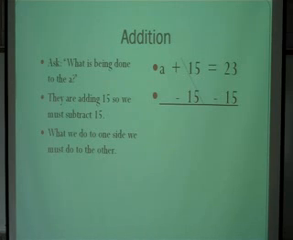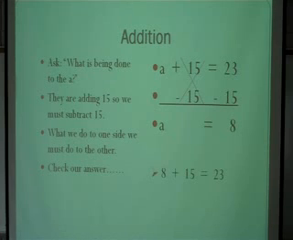The left side will cancel out, leaving the letter A. And this side of the equal sign will give us the answer, 23 minus 15. And A equals 8. Now we're going to use substitution to check our answer. We're going to take the 8, put it in the A's place, and solve the original problem. Is 8 plus 15 23? Yes, it is. You are correct.